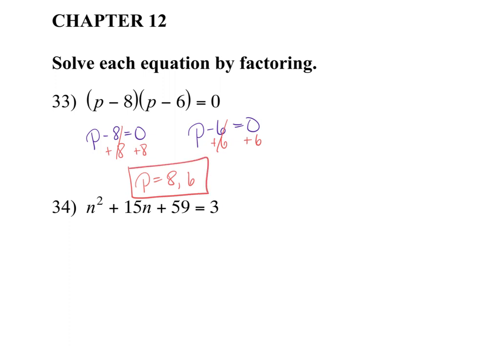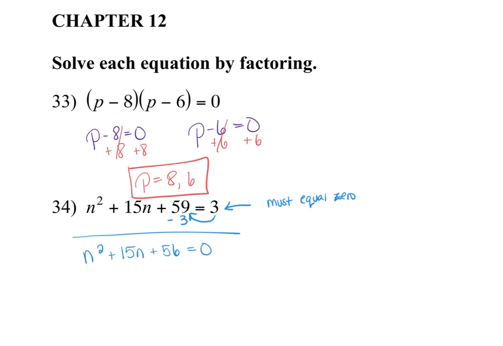If it is not factored for you, you will have to factor it. Keep in mind, it must equal 0 in order to solve by factoring. And so if it doesn't, you need to move that number over. So it's a plus 3, we need to subtract a 3 there. So now I have n squared plus 15n plus 56 equals 0. And now I can factor. Factors of 56 that add up to 15 are 8 and 7. And so now it looks just like the one above it. I can set each one of these equal to 0 and solve.